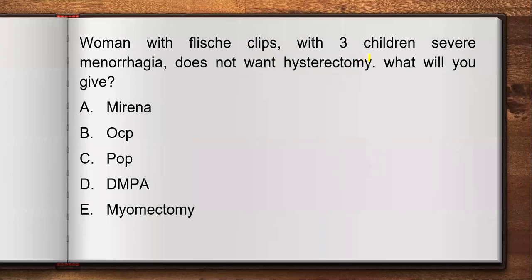A woman with Filshie clips, with three children. This clipping means most of the time it's a tubal ligation, a permanent method of sterilization. With three children, having severe menorrhagia, doesn't want hysterectomy. What will you give? Mirena, OCP, POP, DMPA, myomectomy. Very easy question. For a menorrhagia patient, the best hormonal option is Mirena. If a patient has tubal ligation with family complete, sometimes we give the option of doing the hysterectomy. But if the patient doesn't want it, then Mirena is the best option.